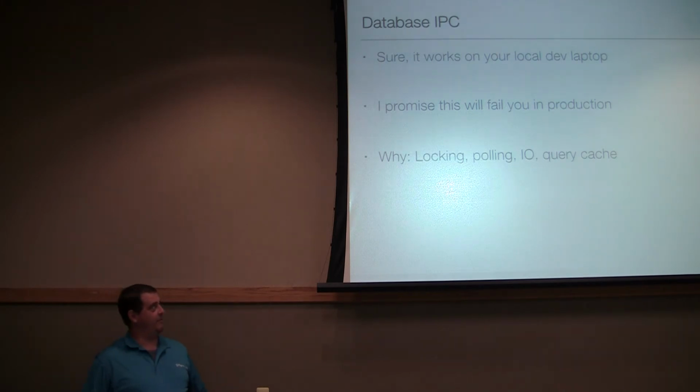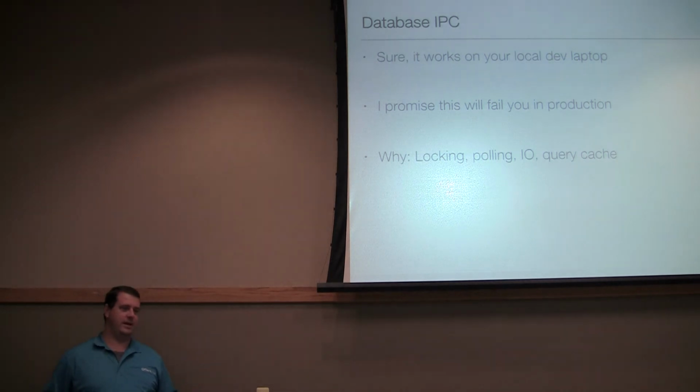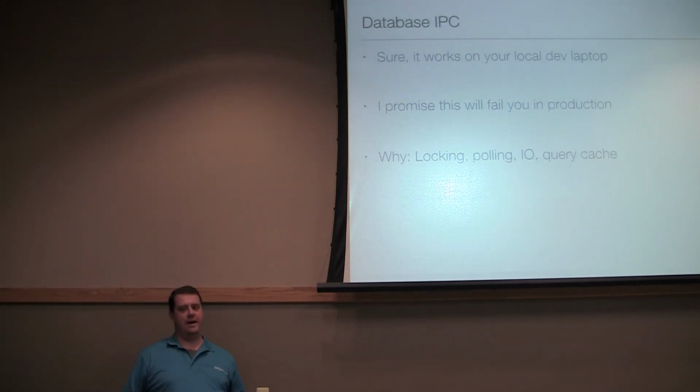You have locking, you have polling issues, you have I/O and query caches. So let's talk about what that actually means. One of the problems is if you have a job queue and it's got 1 million records in it, things that you do to that job queue implicitly get locks on the table. So if you have lots of processes coming in and talking to that table, they may get blocked. And you may end up with all of your connections to MySQL suddenly blocked.